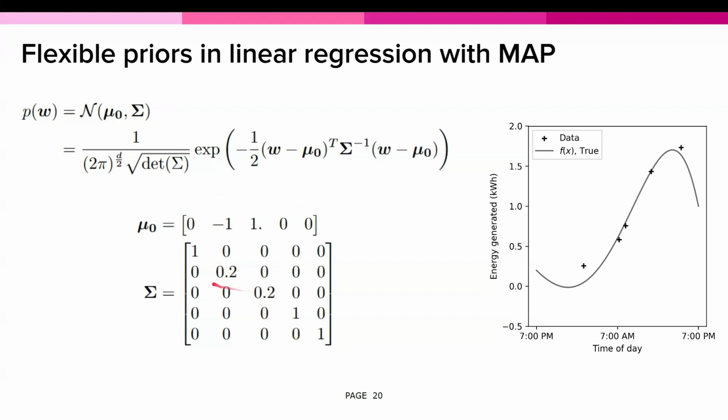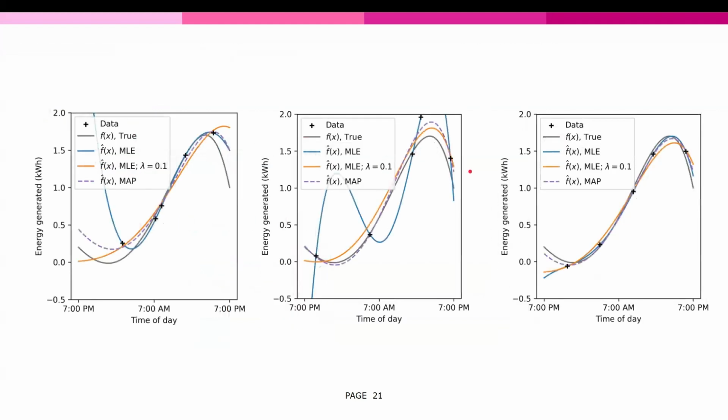So elements along the diagonal of the covariance matrix, if they're small, that would indicate greater confidence in those estimates. Whereas if we don't have strong beliefs about what those coefficients should be, we can leave those respective variances large. And so now we can compare the use of the MAP prior, that intelligent prior, using MAP on our data set.